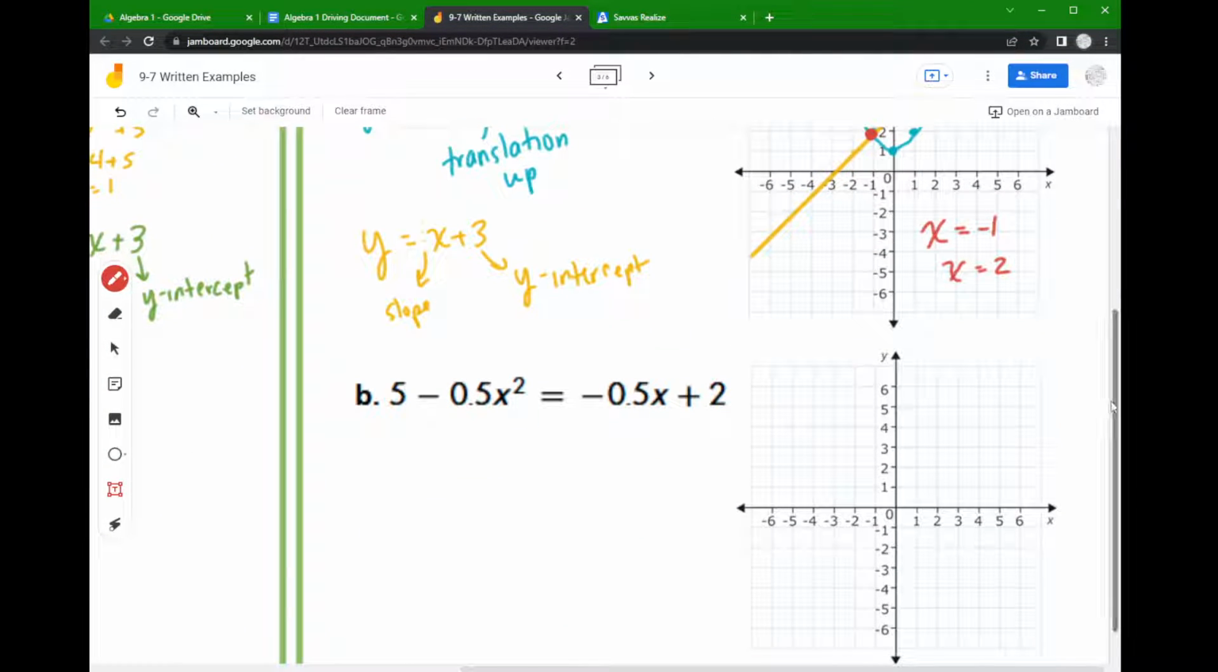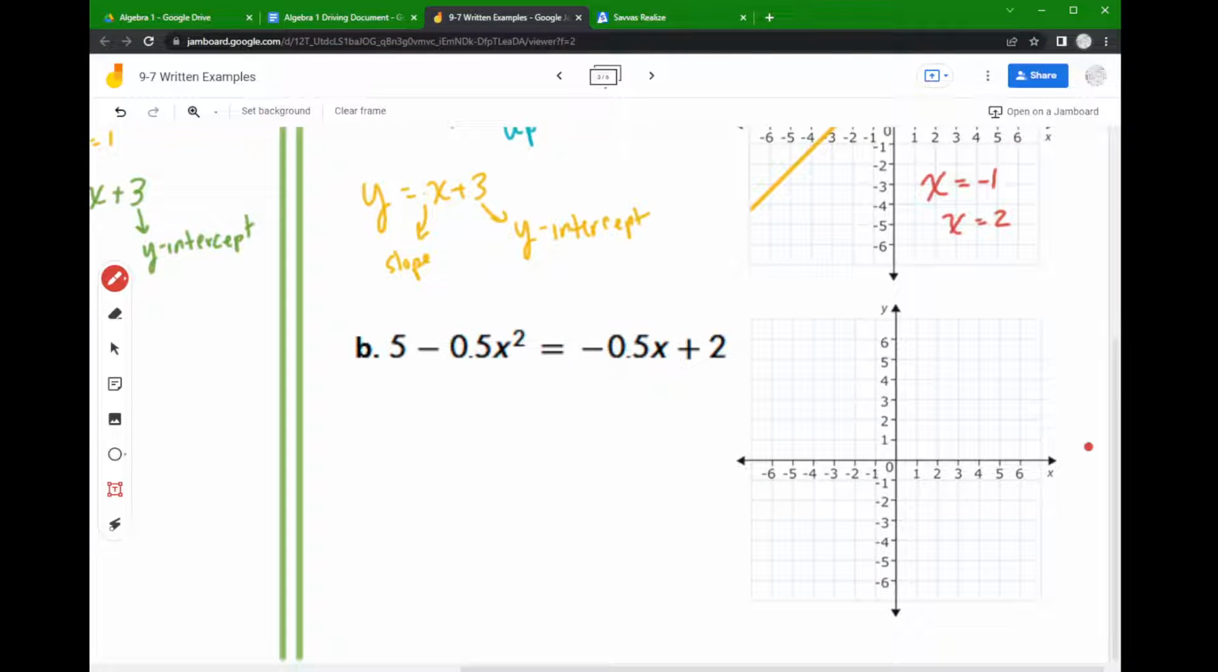Alright, then we have one more. Ugh. This one is quite yucky. To be honest with you, I'm not a fan of it because it has those decimals in there. Yucky, yucky decimals. So we'll try our best. Graphing with decimals is often hard to do.